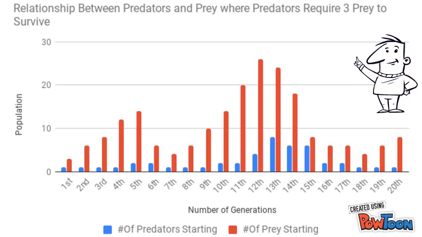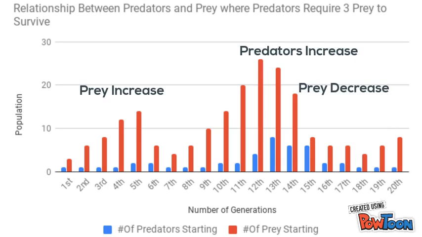Fluctuations happened again from the 8th to 16th generation, where prey ended up having a population of 26 until they decreased. We concluded from the simulation that as the population of predators increases, prey decrease, and the number of prey increases when predators decrease.